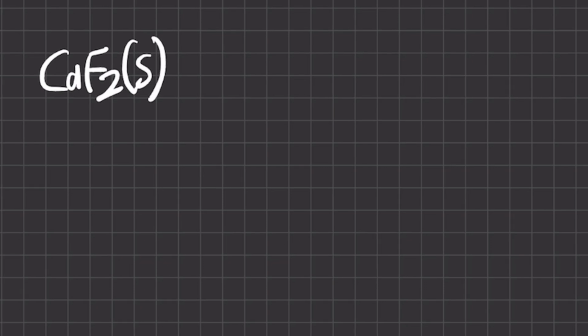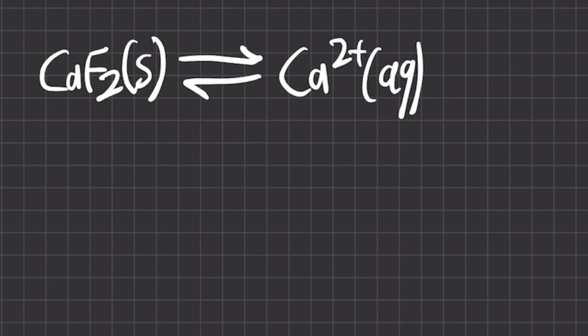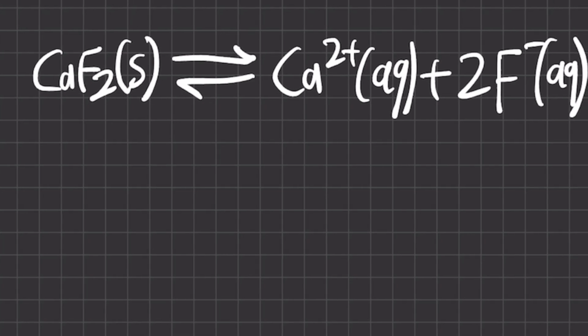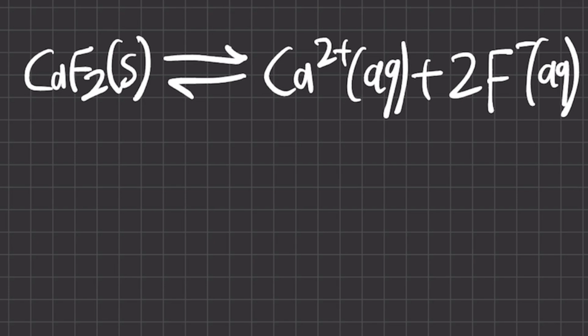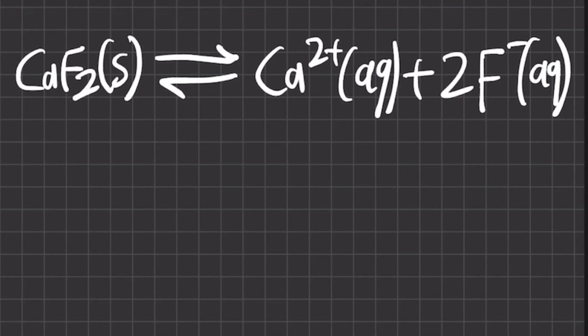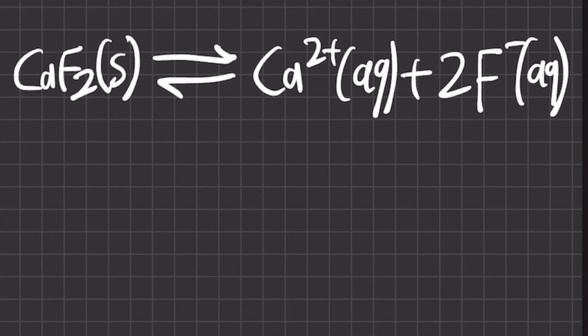For example, let's say there's calcium fluoride. This solid will be dissolved into calcium ion and fluorine ion in a solution. Then, in this case, constant K cannot include solid or liquid. It only includes gas or aqueous.